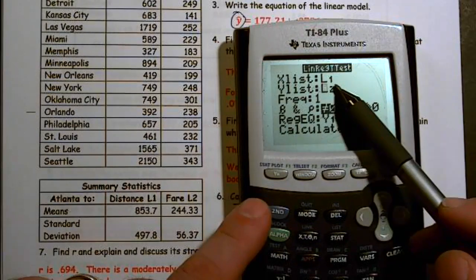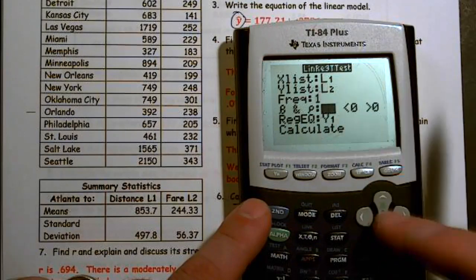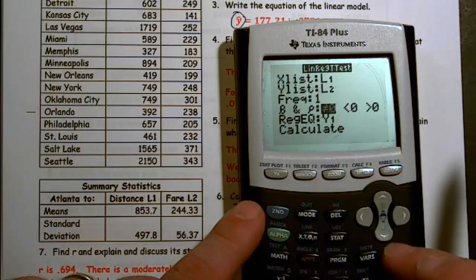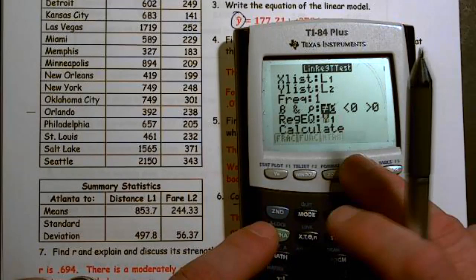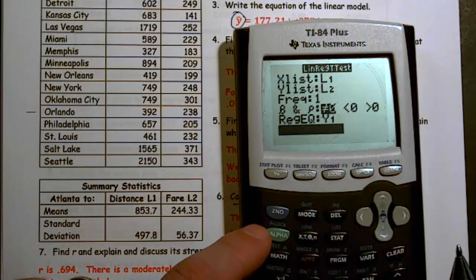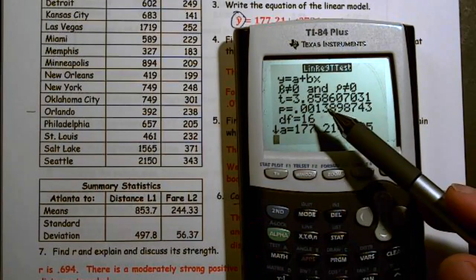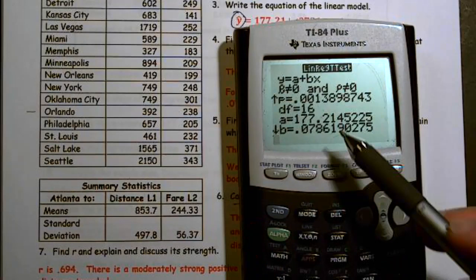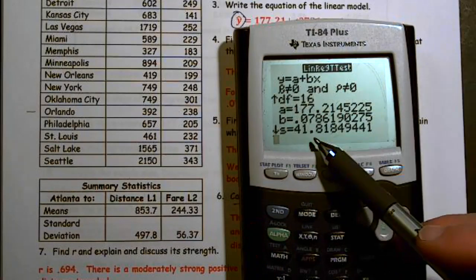My X list is L1. My Y list is L2. We're going to go ahead and use not equal to 0. We'll talk about that later. I'm going to store my regression equation. So alpha trace, enter. And I'm going to ask it to calculate. Well, it's giving me a bunch of information. There's my y-intercept. There's my slope. And there's my S, 41.82.